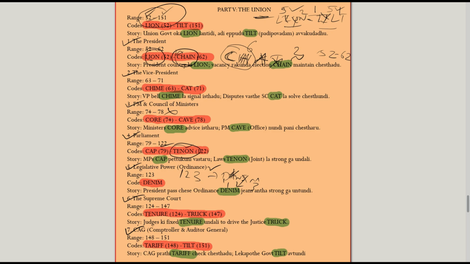Next, Supreme Court. Supreme Court keywords are tenure and truck. After completing their tenure, the Supreme Court judges will go home on a truck. That is the simple story. Next, CAG is nothing but Controller and Auditor General. In this, the words are tariff and tilt. Tilt we have already seen at the start of the part. CAG should maintain tariffs very carefully, otherwise the country's economy will tilt. So this is the story.